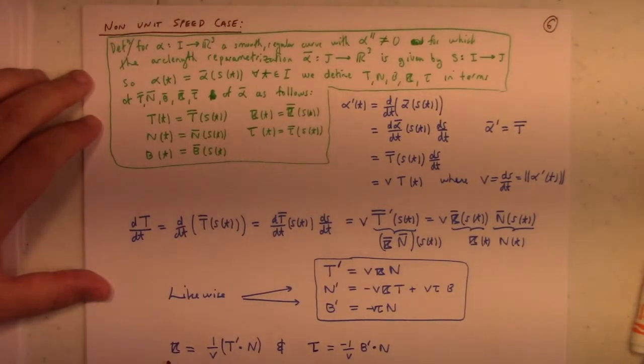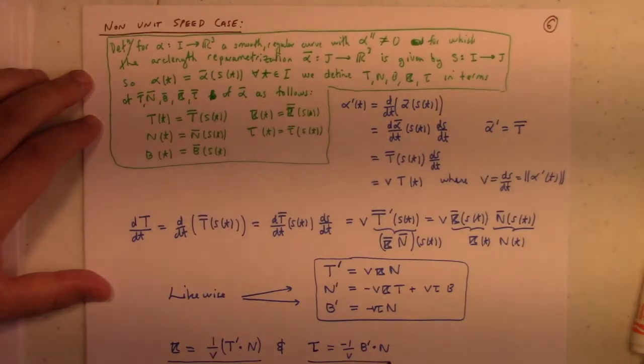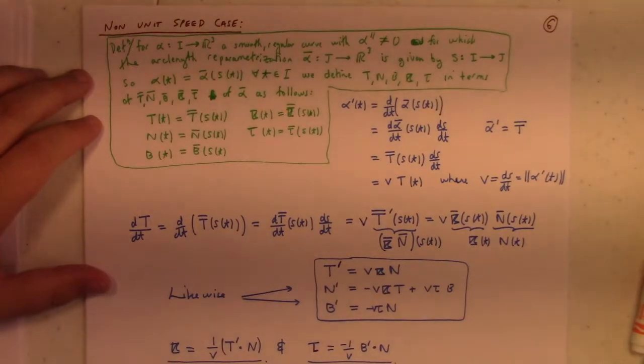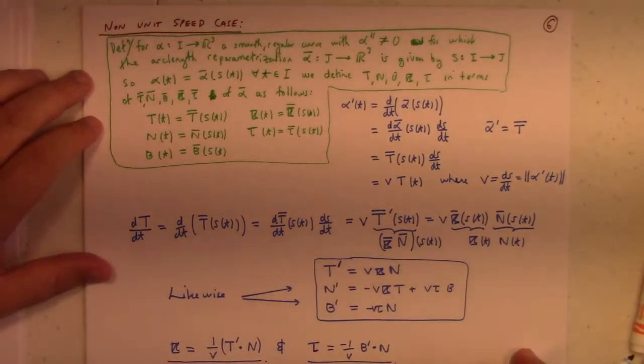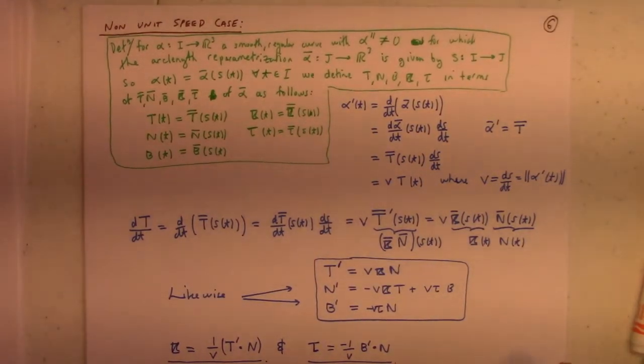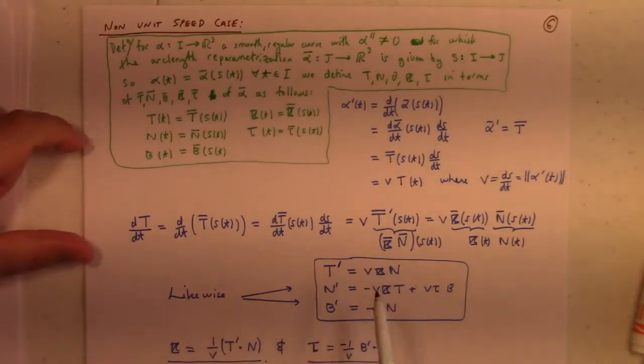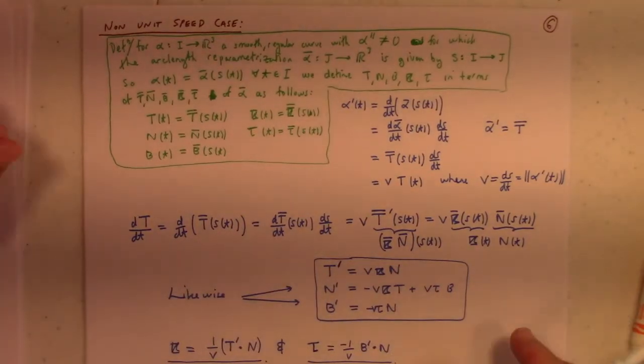So the definition of curvature and torsion acquires a speed dependence. Well, these aren't definitions, these are derived quantities in terms of a non-arc length parameterization for the curve. Of course, that is not unique. You can take the same curve and travel along it at many different speeds.